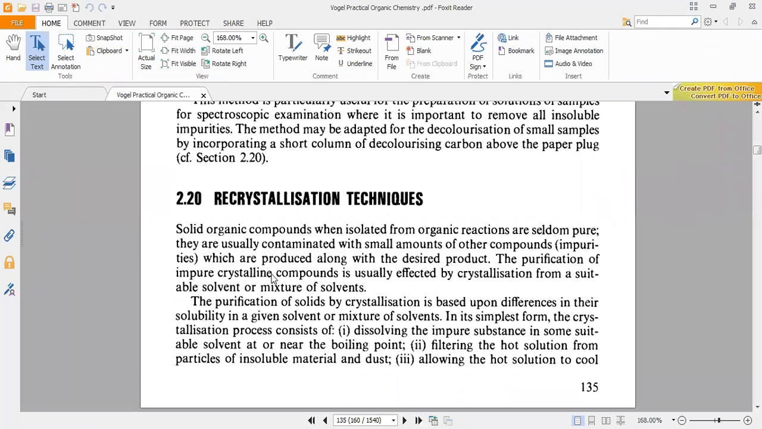So I hope you have studied this crystallization technique. I am just going through a few readings here. In its simplest form, the crystallization process consists of, number one, dissolving the impure substance in some suitable solvent at or near the boiling point. The impure substance should be more soluble. Keeping in mind, this is also a very important point.